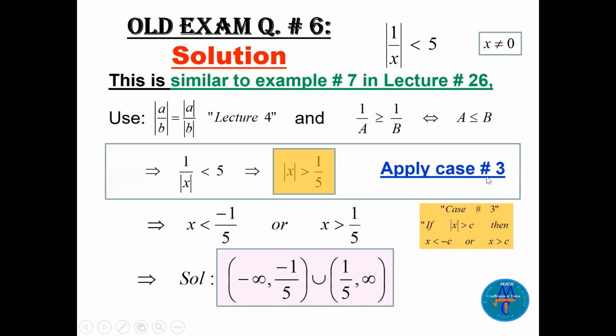Apply case number 3. So x will be less than minus 1 over 5 or x greater than 1 over 5. This is case number 3 here. So that's the solution. See, 0 is outside? Yes, it's outside. If it happened that 0 is somewhere here, we have to take it out. Take it out, make it open at 0.